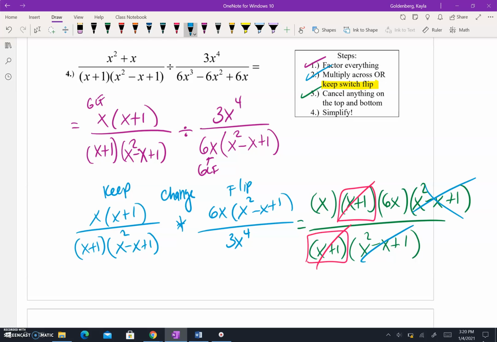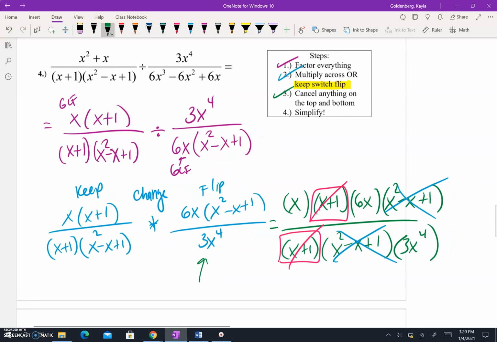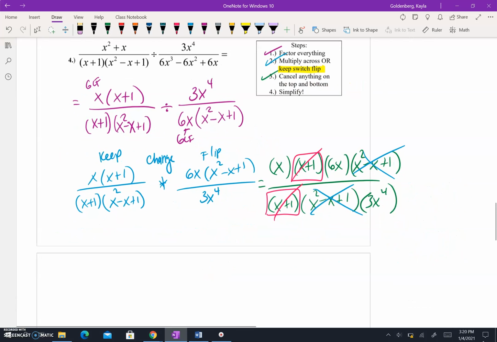We also have this whole big piece as well. Oops, and it looks like I forgot to write this one here. Sorry about that. And notice this one's a little harder, so I'm going to write a second step before we write our final answer. We've now got 6x times x, right? And it's all over 3x to the 4th.